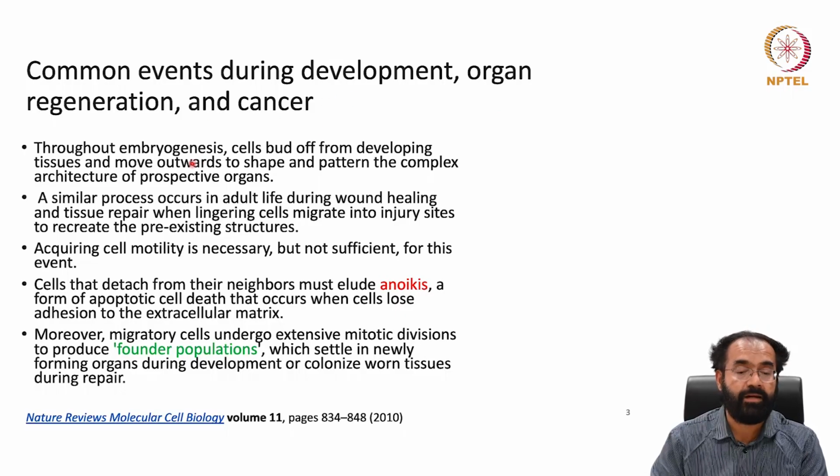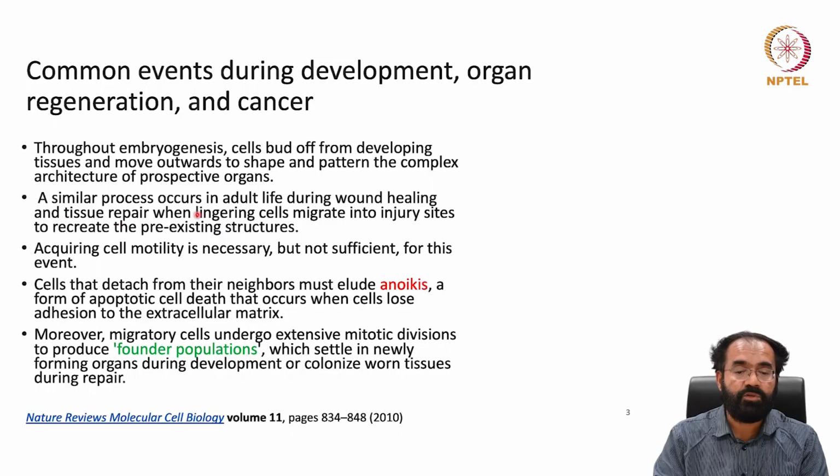Let us look further. Throughout embryogenesis, cells bud off from developing tissues and move to shape and pattern the complex architecture of prospective organs. During embryonic development, there is too much movement of the cells, which is essential because an organism is being formed from the zygote. So if the cells are not moving, the different germ layers like ectoderm, endoderm, mesoderm, etc. will not be formed properly.